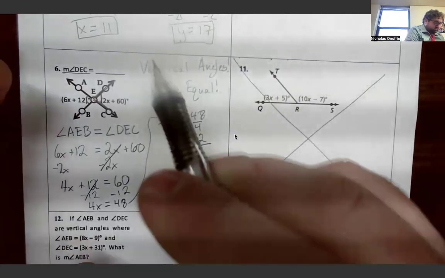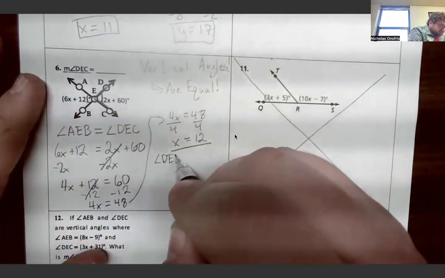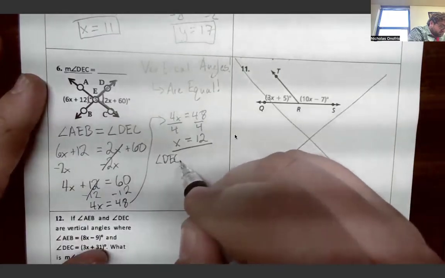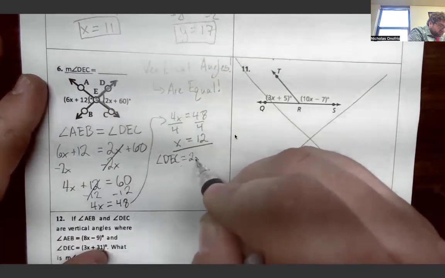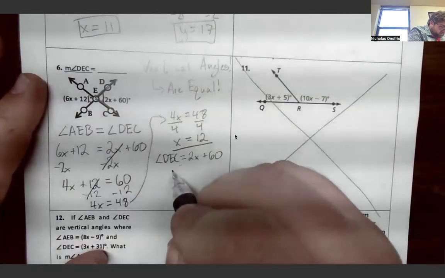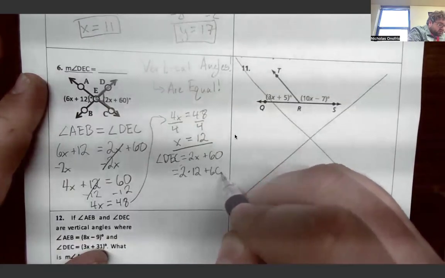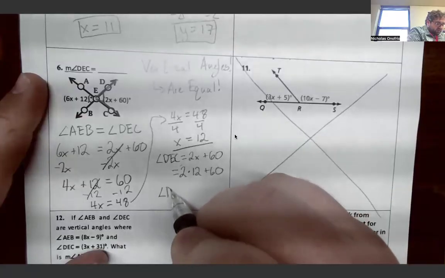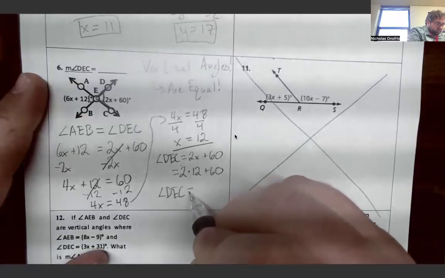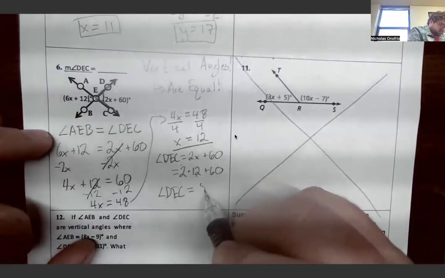So we said DEC, we look at our equation, angle DEC is equal to 2x plus 60. We now know that x is 12. You can plug in that 12 and then let yourself do the math. Angle DEC equals 2 times 12 is 24, plus 60 is 84.